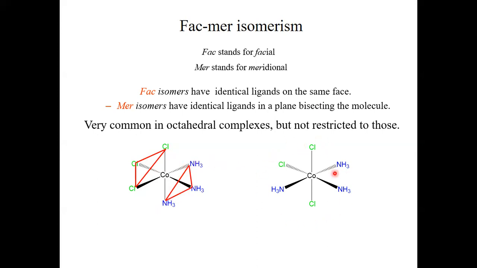Whereas here, the same ligands are on planes that bisect the molecule. You see that these three ligands are on this plane that bisects the molecule, and these three amine ligands are also on a plane that bisects the molecule. These two planes just bisect the molecule in different ways.